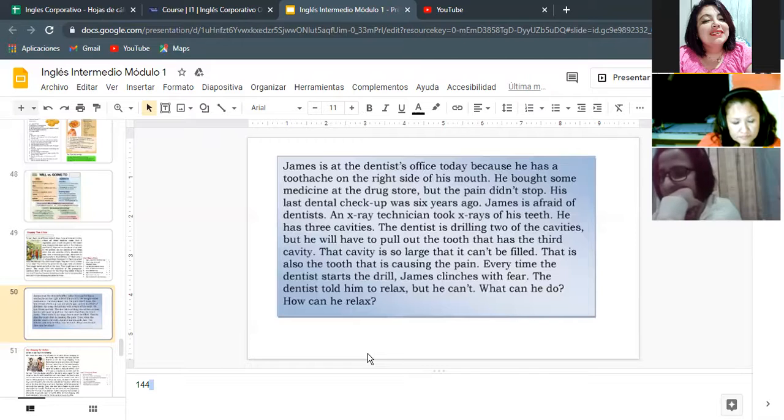James is at the dentist's office today because he has a toothache on the right side of his mouth. He bought some medicine at the drugstore, but the pain didn't stop. His last dental checkup was 6 years ago. James is afraid of dentists. An x-ray technician took x-rays of his teeth. He has three cavities. The dentist is drilling two of the cavities, but he will have to pull out the tooth that has the third cavity. That cavity is so large that it can't be filled. That is also the tooth that is causing the pain.